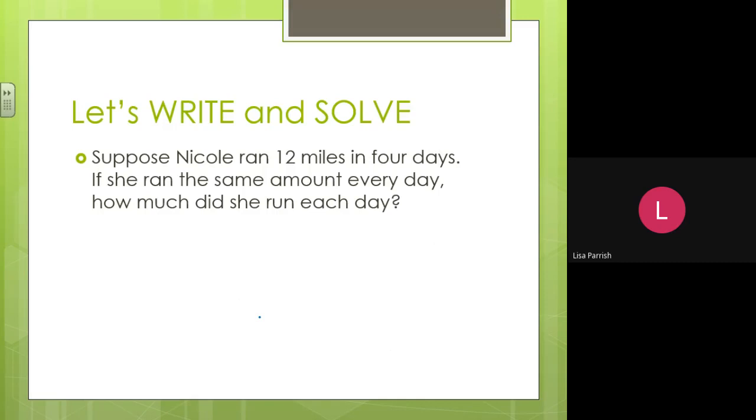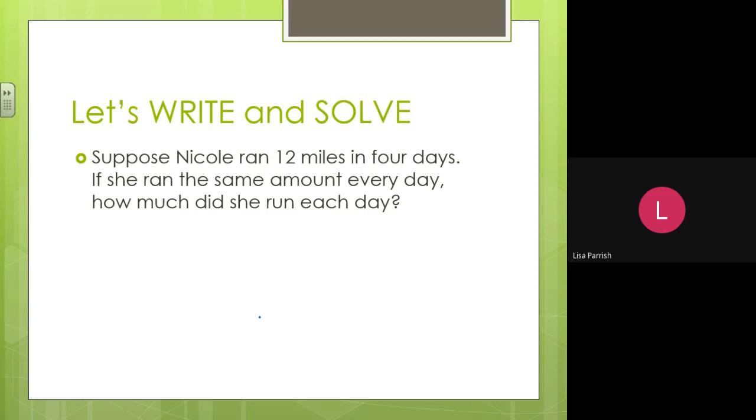You might want to just write this one down. Suppose Nicole ran 12 miles in 4 days. If she ran the same amount every day, how much did she run each day? Okay, now let's think about a multiplication equation. Think about the ones we just worked. Okay, you had a number touching a variable equaling your total.